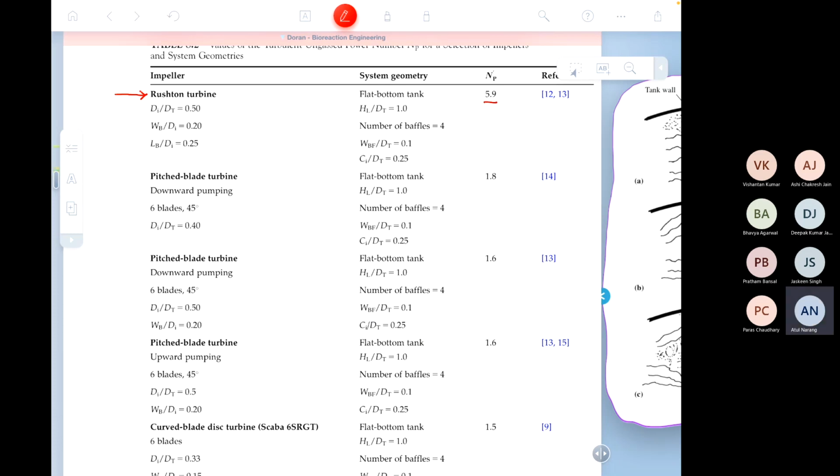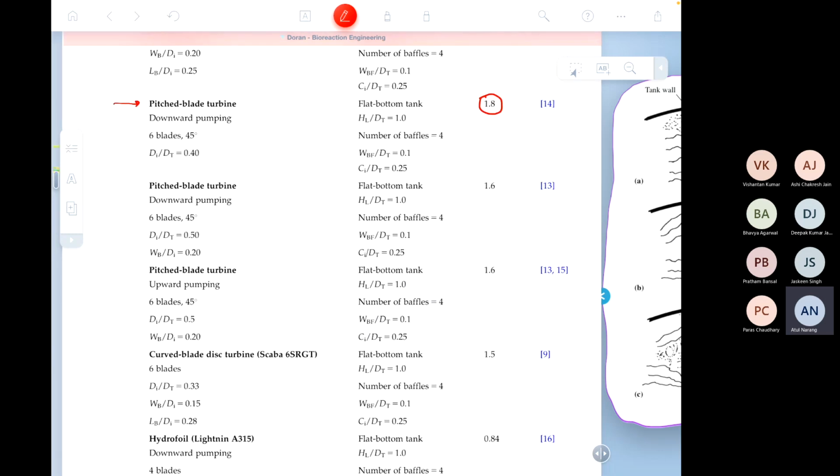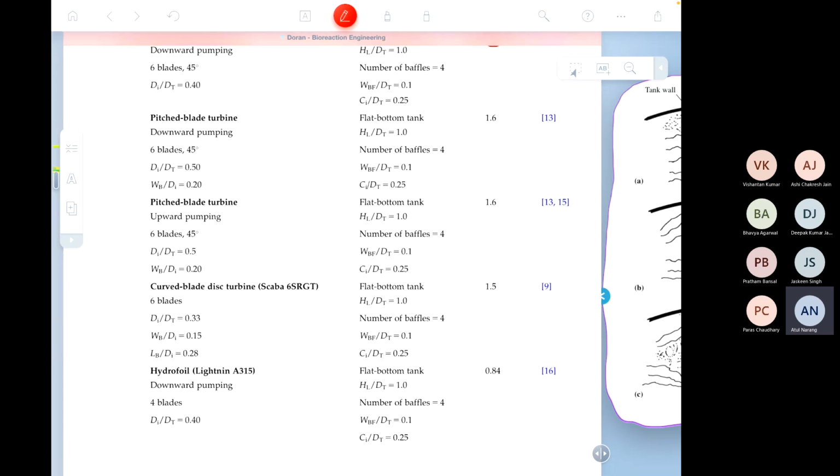The next generation of impellers, the Rushton turbine, the impellers are completely vertical. The next generation was pitched blade, downward pumping, and you can see that it has an NP prime of 1.8. And even the newer version, these are the ones she's talking about. These are what are called curved blades. So I'll just show you the pictures in a minute. Either curved blade or hydrofoil lightning.